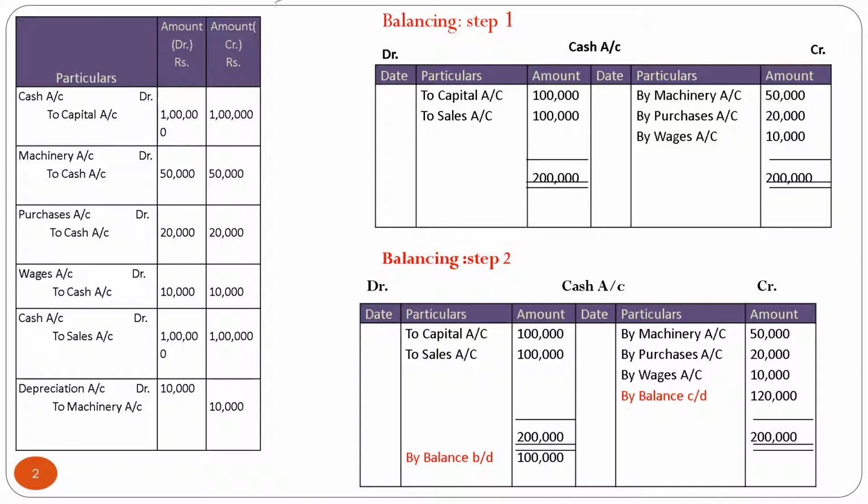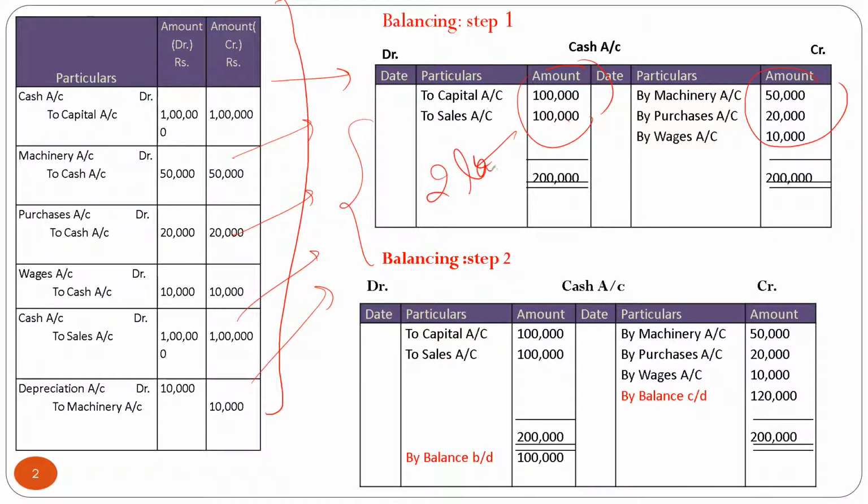So on the one side we have the journal, on the other side we have the ledger accounts. You have already learned how to post these entries to their respective accounts. So now let's move to the balancing part. So in step 1, both the debit side and the credit side are totaled.